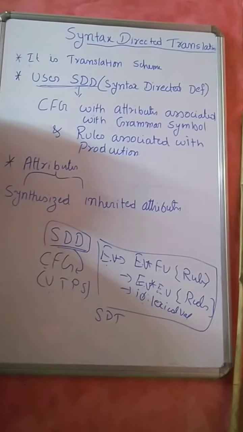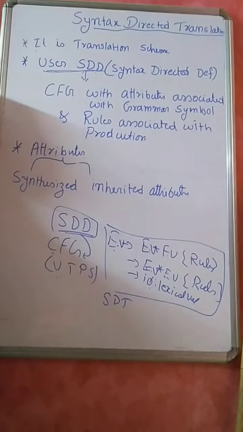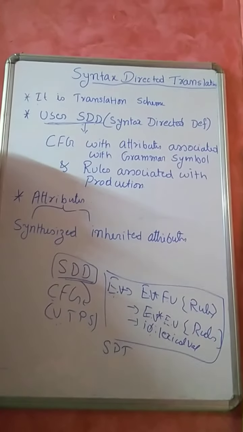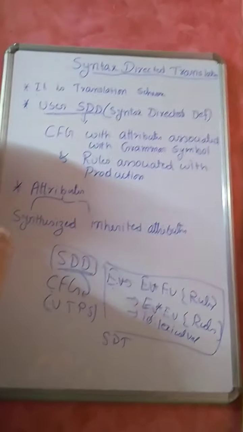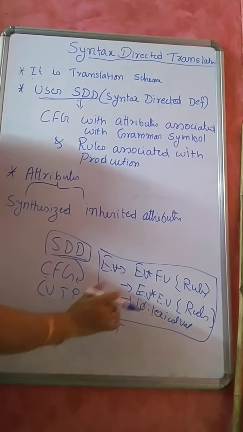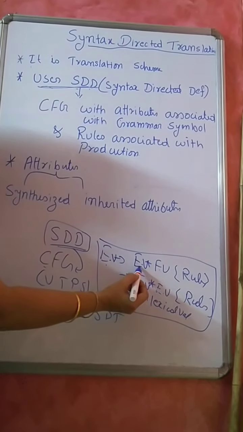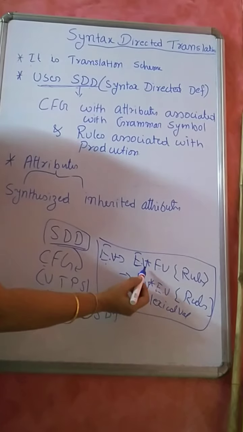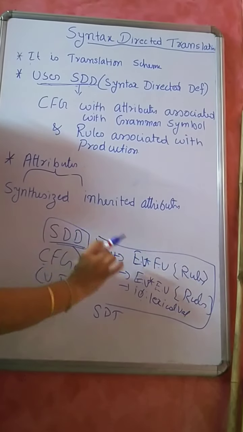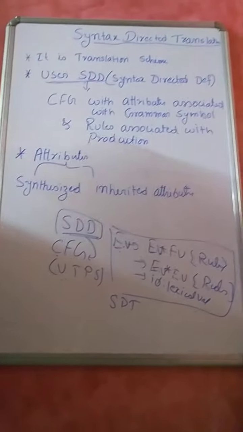Which will be further used by the third phase and the fourth phase of your compiler, that is the semantic phase and the intermediate code generator phase. Got it? What is SDD? It is a context free grammar where rules are associated with the productions and attributes are associated with the grammar symbols. Grammar symbols can be both terminals as well as non-terminals. That is called an SDD.